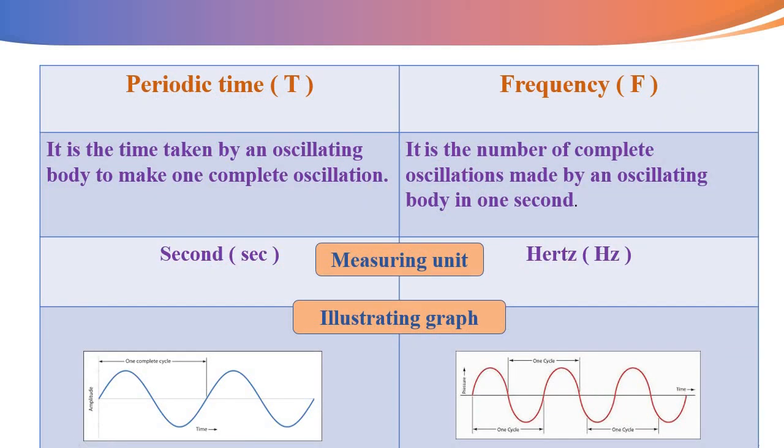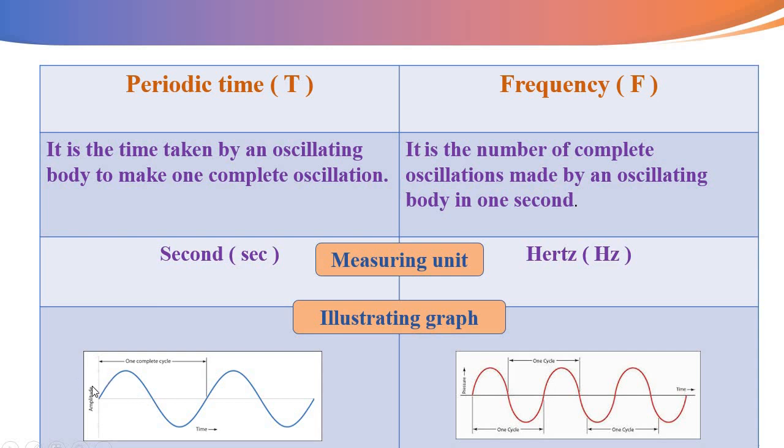Number 3 and 4, they are periodic time and frequency. Periodic time means the time taken by an oscillating body to make 1 complete oscillation, and it has a measuring unit second. While frequency means the number of complete oscillations made by an oscillating body in 1 second, and it has a measuring unit hertz, related to the German scientist Hertz.